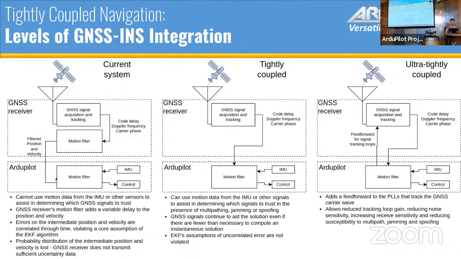In addition to that, it adds a variable delay to the position and velocity, and errors on that position and velocity that we're consuming from the GPS are correlated through time, which is violating a core assumption of the KF algorithm. And then internally, I'm speculating, but internally the receiver has a more detailed view of its uncertainty on those positions and velocity, but it only provides us with some very coarse metrics. So we get that speed accuracy or hDOP, etc.